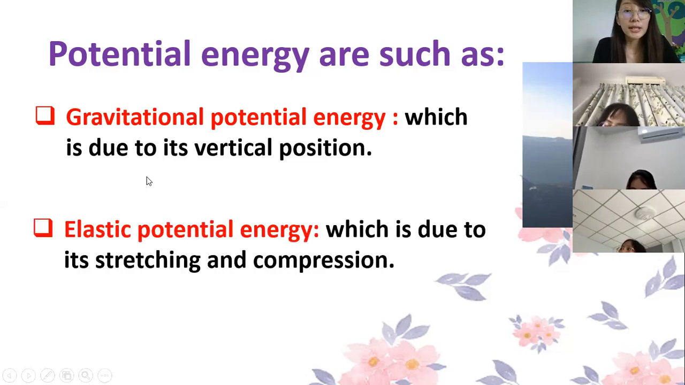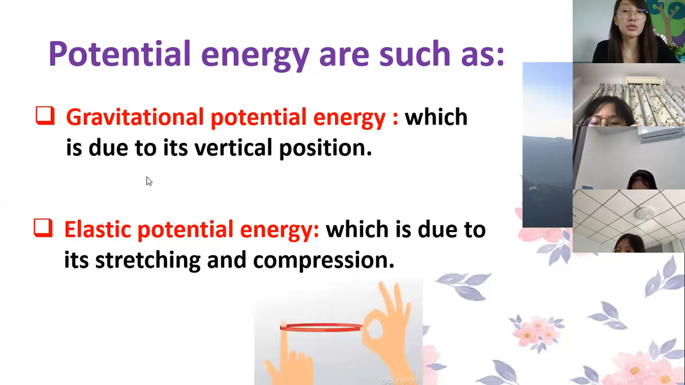Okay. The second one is called elastic potential energy, which is due to its stretching and compression. An example of elastic potential energy is stretching a rubber, right? The rubber is what? It's an elastic object, right? We can stretch rubber, and when we release it, it can go back to its normal size, right? So this is an example of elastic potential energy. Understand?